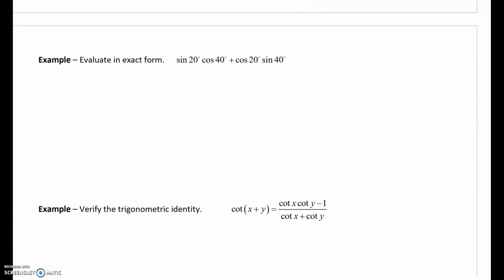Okay, so this time we're going backwards. So we have sine of some angle, cosine of a different angle. We'll do x's and y's just to make it easier. So we're going to say that x is 20 degrees and that y is 40 degrees. So we have sine of x cosine of y plus cosine of x sine of y. And we're trying to get this in exact form. So we're in the expanded form.